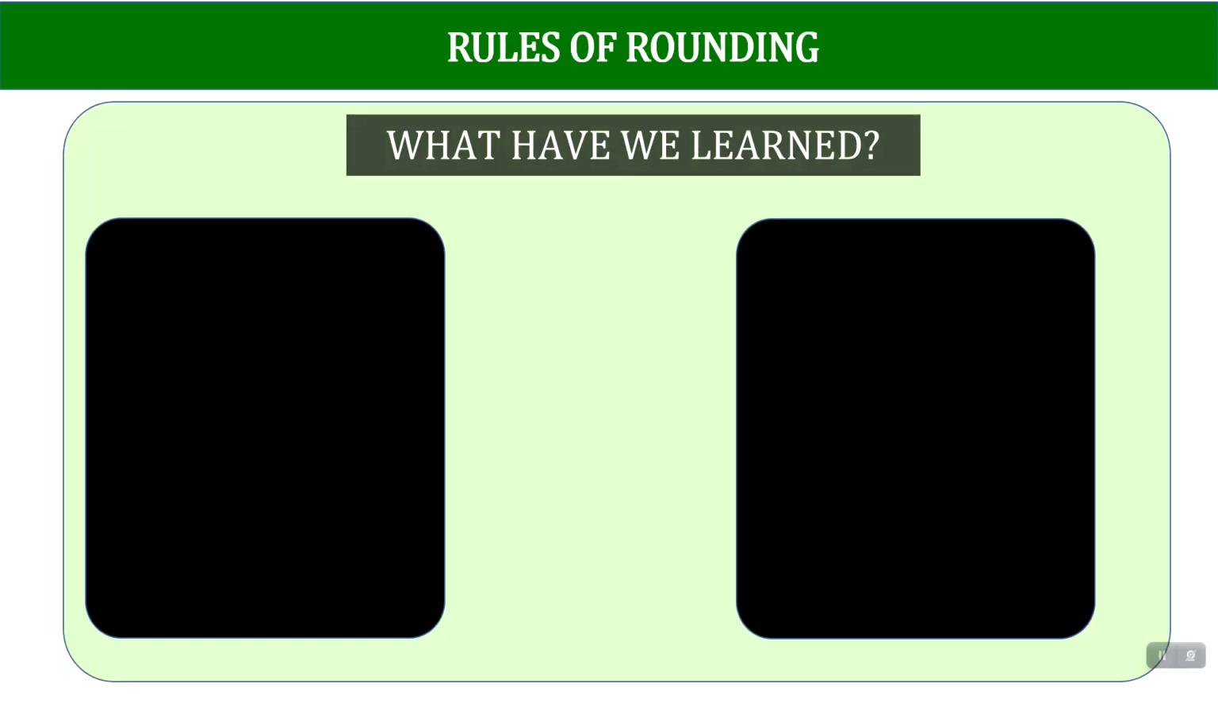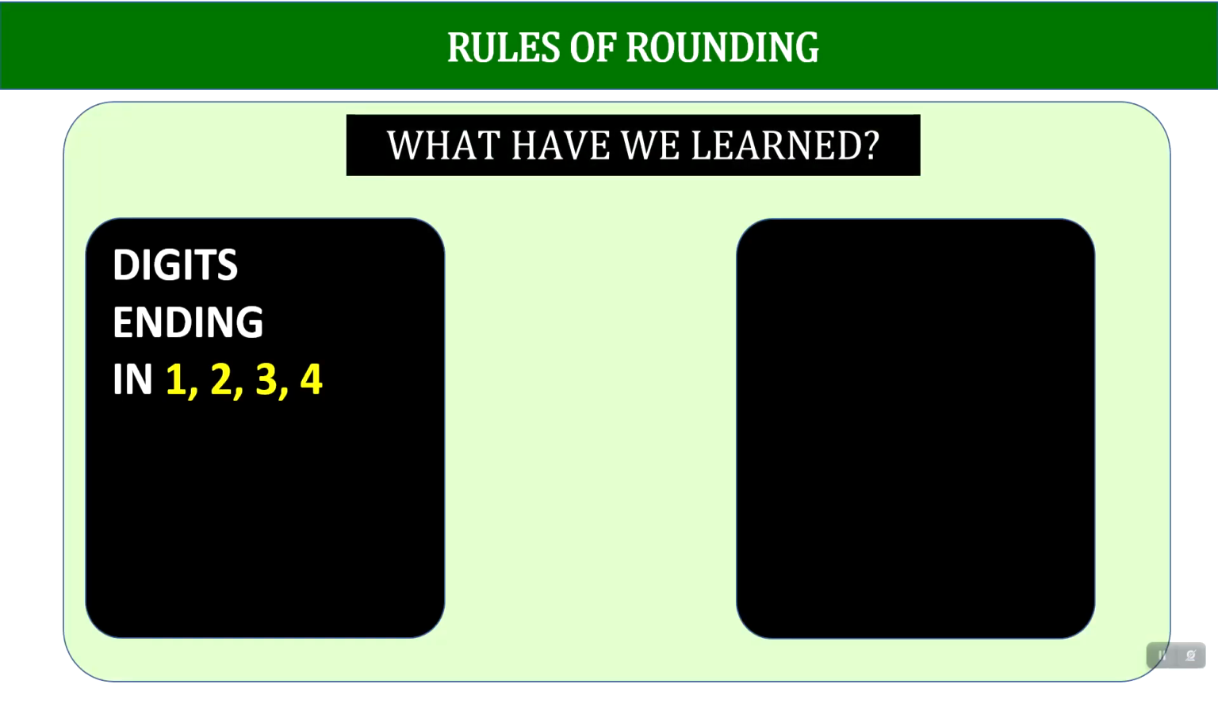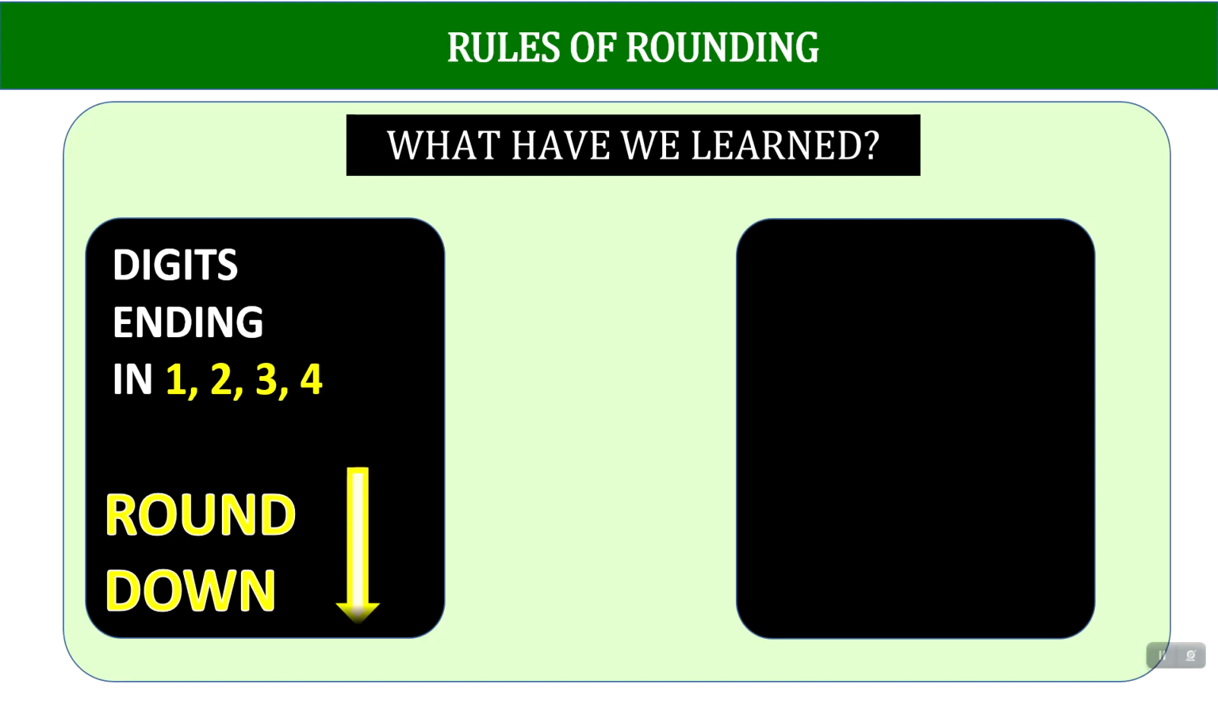So here are the rules of rounding. What have we just learned? Well, we saw that when the digits ended in 1, 2, 3, or 4, we round down. So for example, 42 ends in 2, that rounds down to 40. 81 ends in 1, that rounds down to 80. 74 ends in 4, that rounds down to 70. 93 ends in 3, that rounds down to 90.